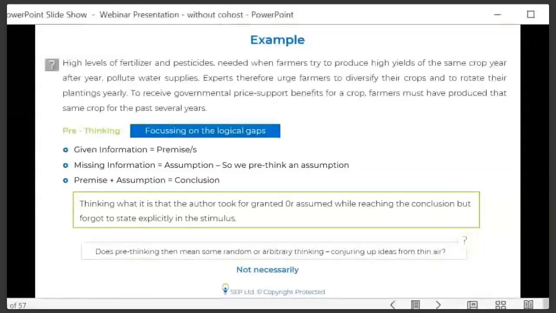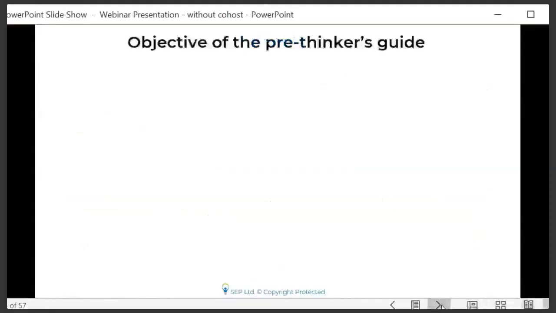Yeah, so we were talking about this guide that we have prepared, which will help you pre-think, okay? But before we talk about the guide, let me also discuss with you, what is the purpose of this guide? Okay, what is the objective of the pre-thinker's guide that we have, and which contains frameworks along which you can think, pre-think? So what are the main problems of a pre-thinker?